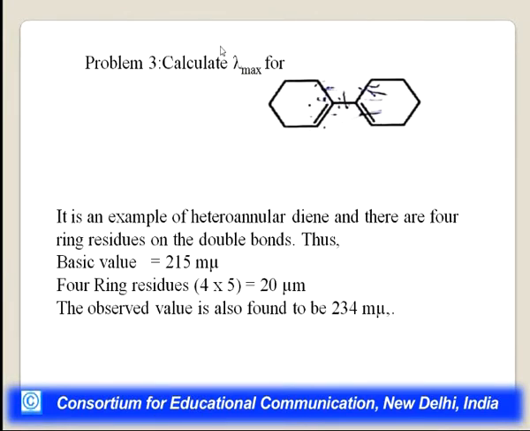Another problem is here: calculate lambda maximum for this structure. It is an example of a heteroannular diene. You can see this is a butadiene, alternate single double bond, and there are 4 ring residues on each double bond, 1 and 2, and same over here 1 and 2. So there are 4 ring residues. So the value is 4 multiplied by 5, that is 20 millimicron, and the observed value is found to be 234 millimicron.